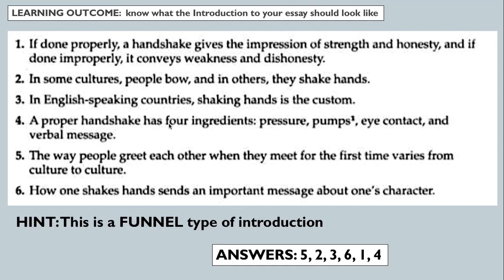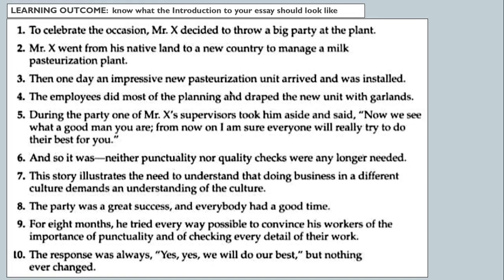So we see how it starts off quite general and becomes very specific. Again, a funnel. All right, here, let's give it a try. Pause the video and give it your best shot.